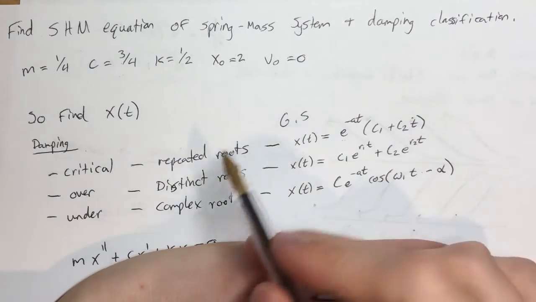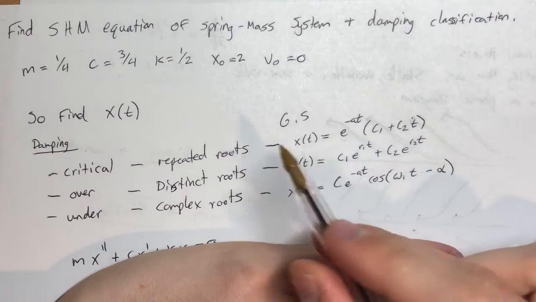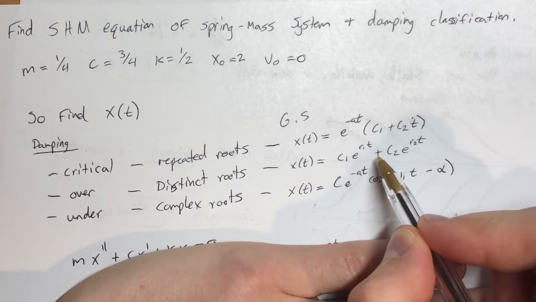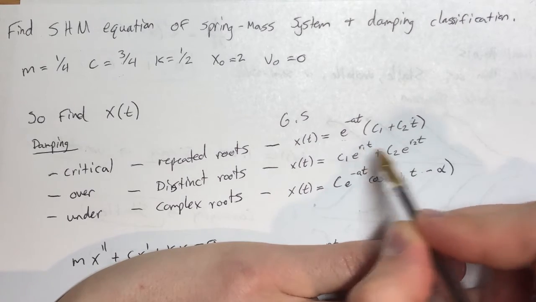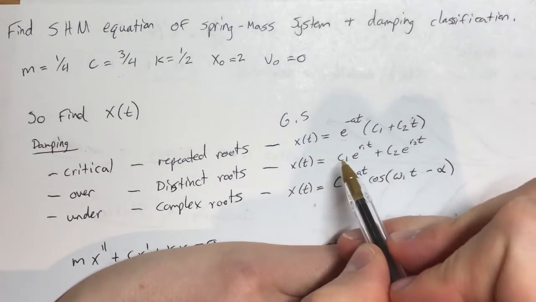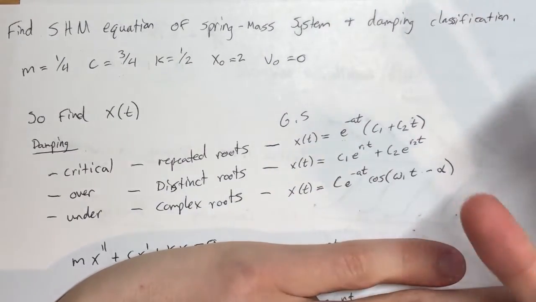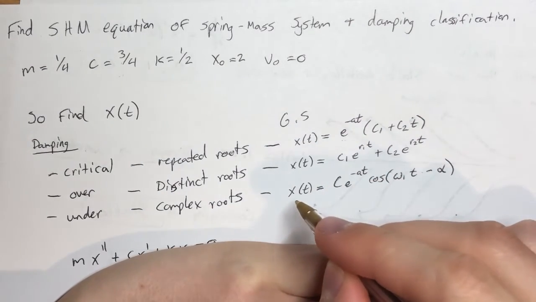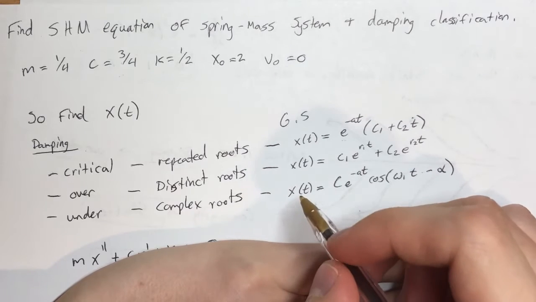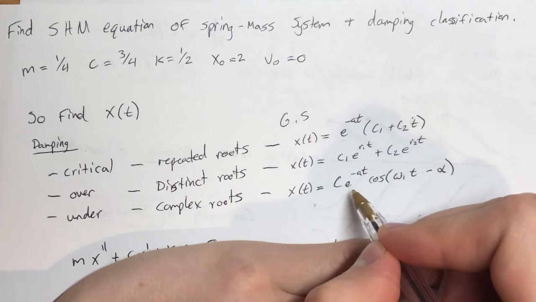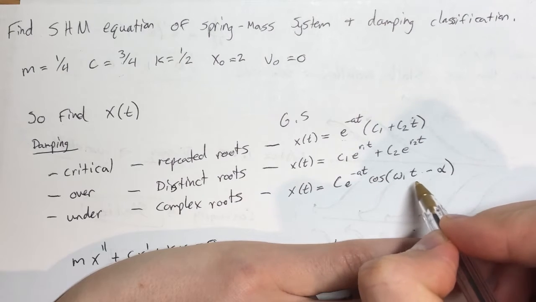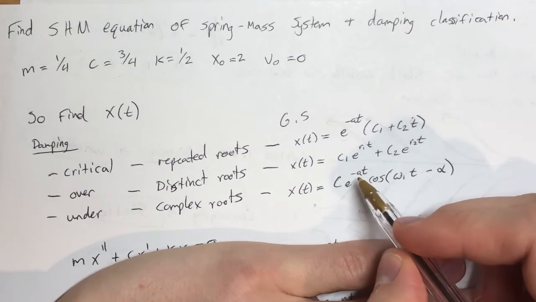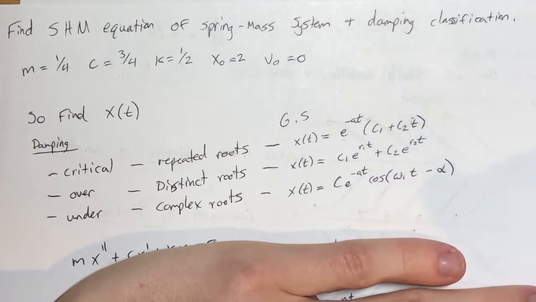And then for overdamping, we'll have distinct roots. So our x of t, like we'll go through in this example, has c1 e to the r1t plus c2 e to the r2t, where r1 and r2 are our two different roots, and c1 and c2 are some unknown constants that we'll have to find. And for underdamping, we have complex roots, and we'll go through that in our second example: x of t equals c e to the negative at cosine of omega 1 t minus alpha, where a is the real part of our roots. We'll go through it in just a minute.